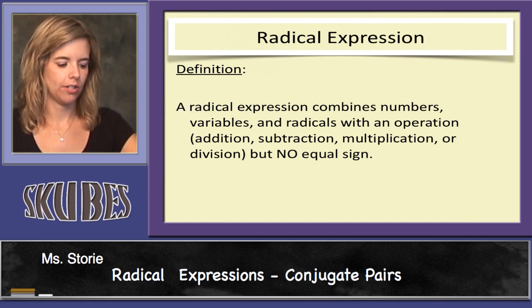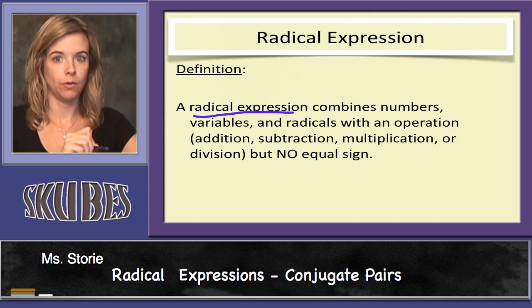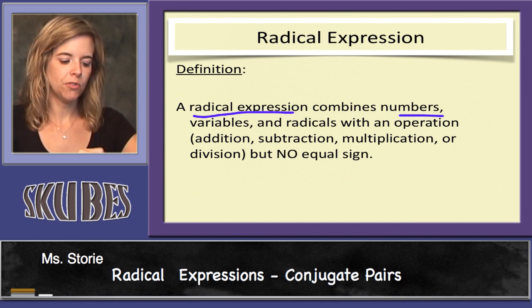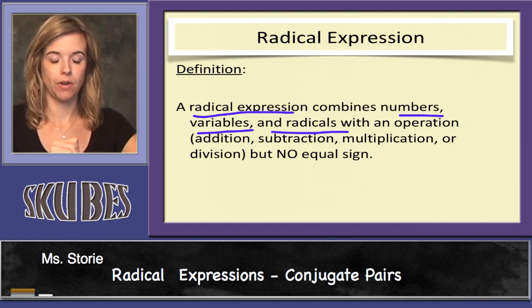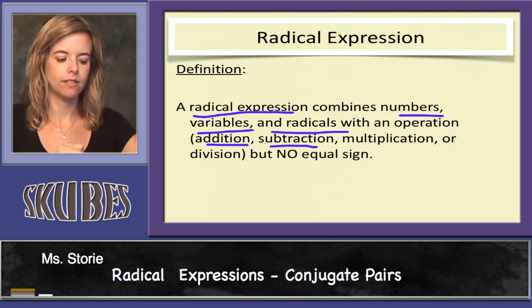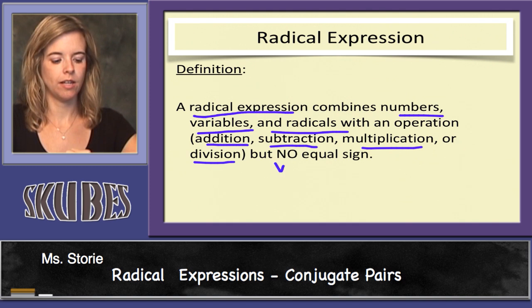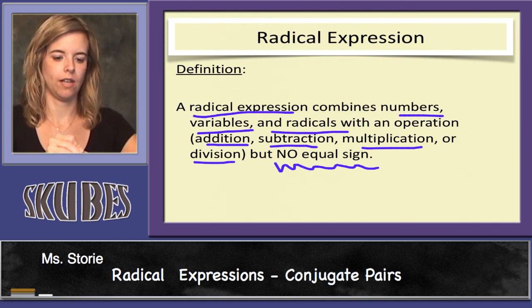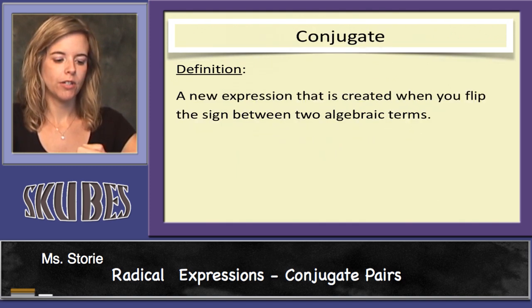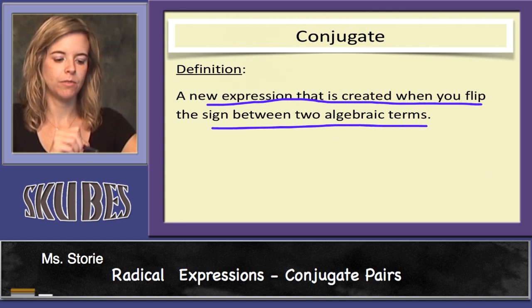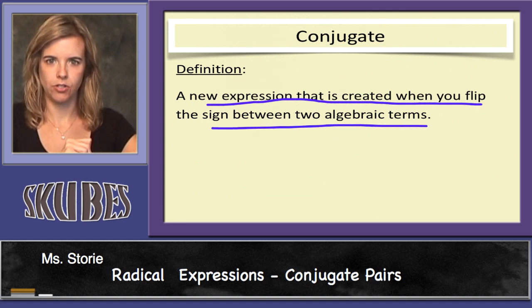First, let's talk about the definition. A radical expression, no equal sign, combines numbers, variables, and radicals with an operation. So it could have a plus, subtraction, multiplication, or division sign, but like I said, no equal sign. A new expression that's created when you flip the sign between two algebraic terms is called the conjugate.